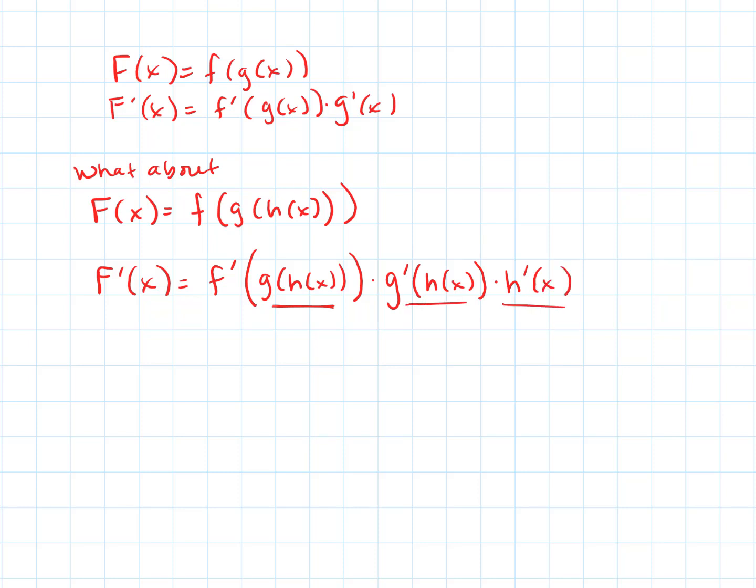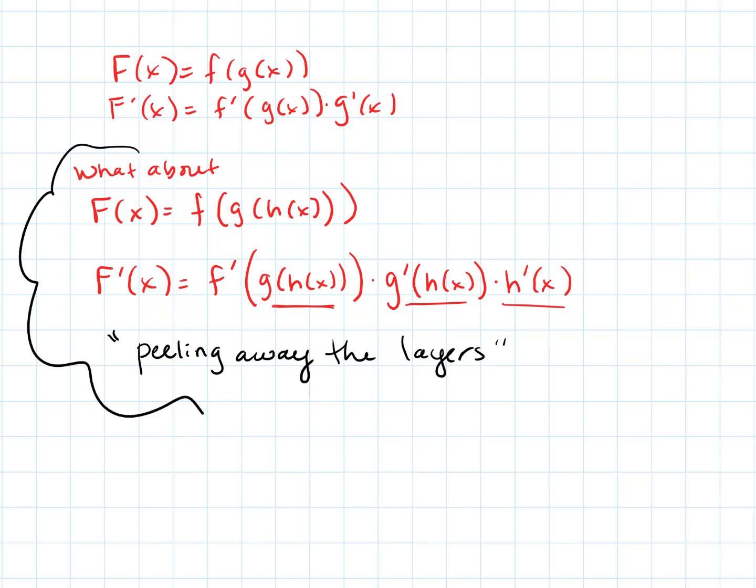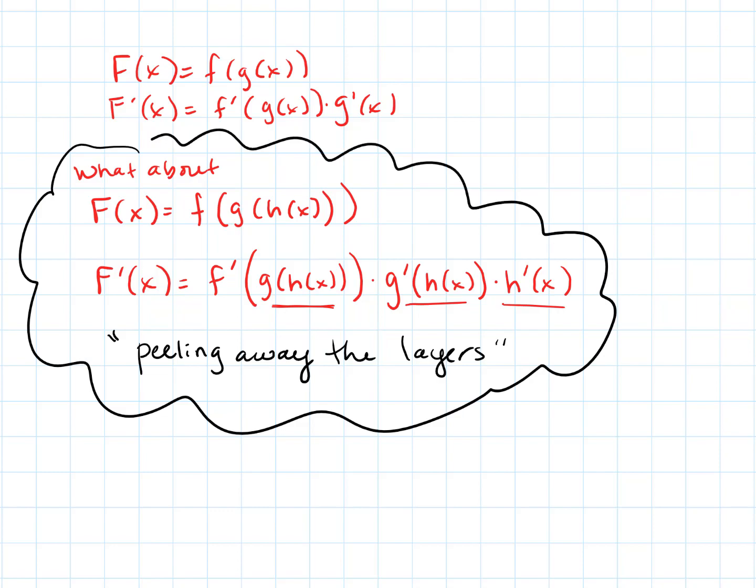What I say sometimes is it's like peeling away the layers of an onion. So we're peeling away the layers, working our way to the innermost function, to find the innermost rate of change. So we work with the rate of change of the outermost function, evaluated at the inner functions. Then we multiply by the derivative, the rate of change of the next inner function, and then we work our way all the way down in. And so we end up with this kind of layered chain rule as we go down.